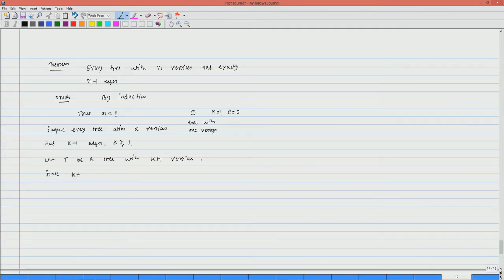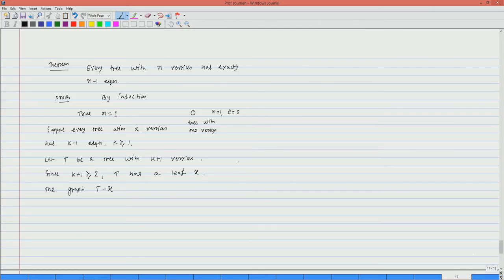Now, since k plus 1 is greater than or equal to 2, this T has at least 2 leaves. So, T has a leaf node for sure, say x. Now, I will denote by T minus x the graph where from the tree I am removing this leaf node x.